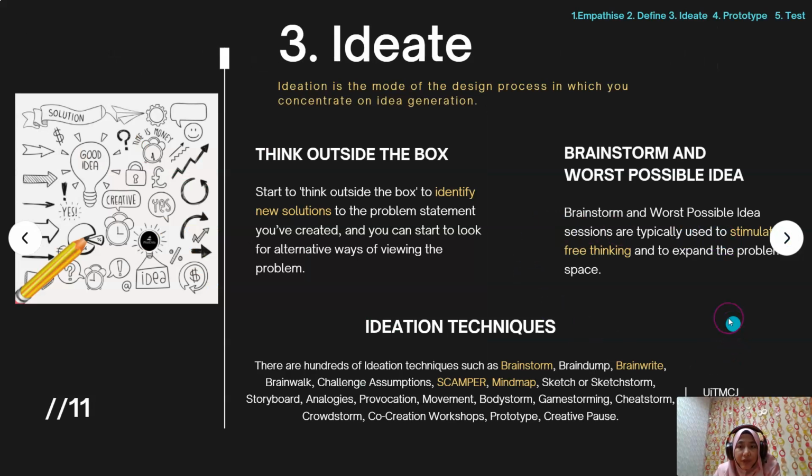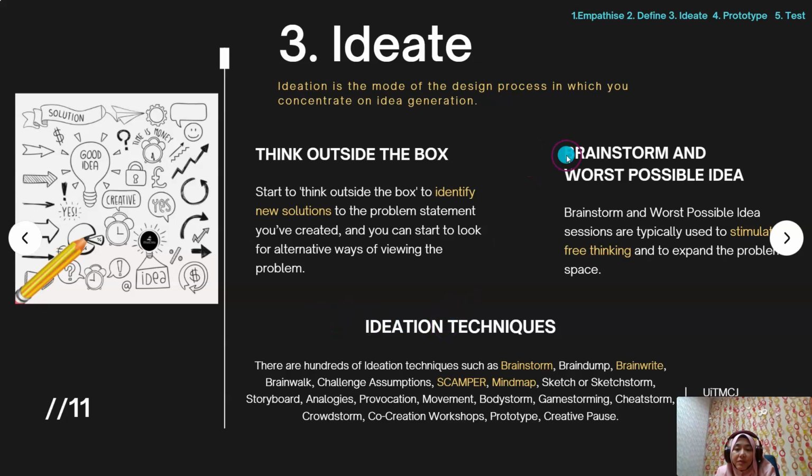Okay, so stage number 3 in design thinking is ideate. What is ideate? It is the mode of the design process in which you concentrate on idea generation. So you want to create the solution, because you have defined the problem. So in stage 3, you need to find the solution. How do you do that? First you need to think out of the box, in order to find new and innovative solutions. Then brainstorm, think of the worst possible idea, and use idea creation techniques.